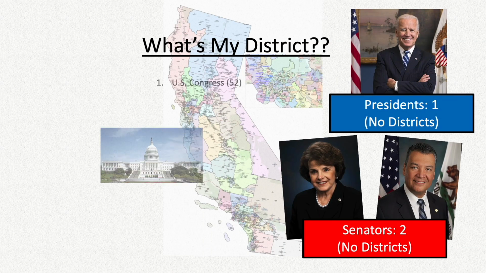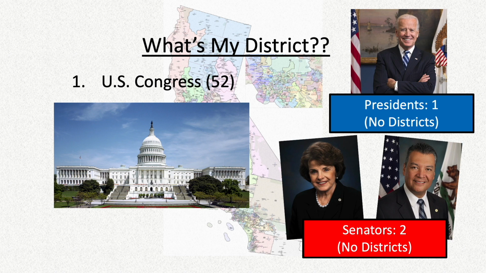Hello, my name is Kathy Jameson, the Proposition Lady, and in this three-part series, I'm seeking to answer the question, what's my district? In episode 1, I reviewed the federal offices we elect to represent California in Washington, D.C. In this episode, we'll look at the statewide offices you'll find on your ballot.